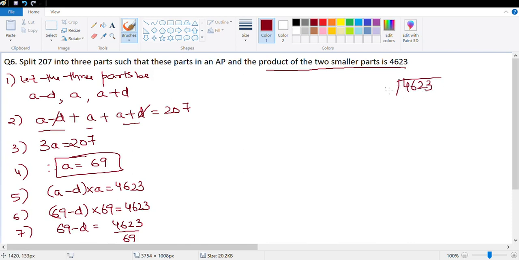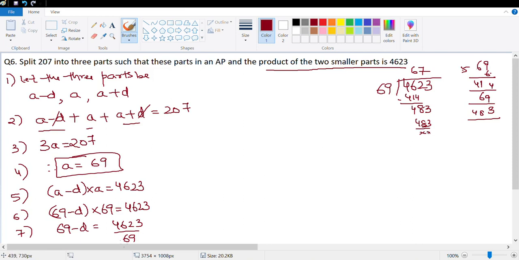4623 divided by 69. So 69 into 6, I guess. 6 into 9, 54. 6 into 6, 36 plus 5, 41. So this is 414. When I subtract, 12 minus 4 is 8. 5 minus 1 is 4. This gets cancelled. 483. I think this will be one more. That's 7. 9 plus 4, 13. That's 8. Correct. So this is 67 and 483.